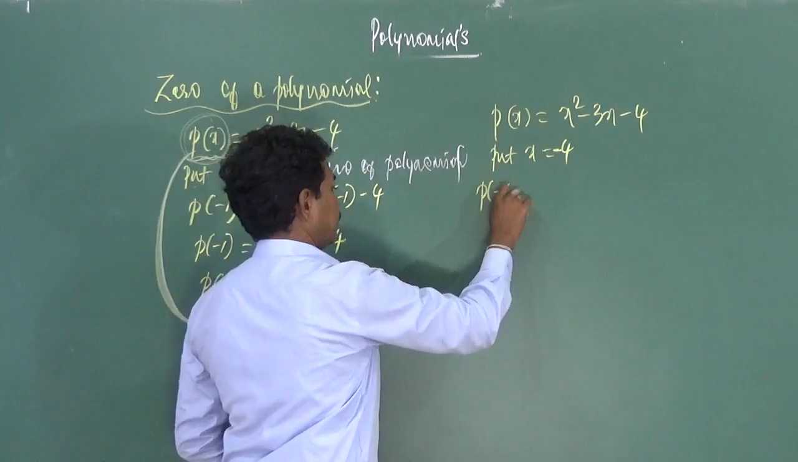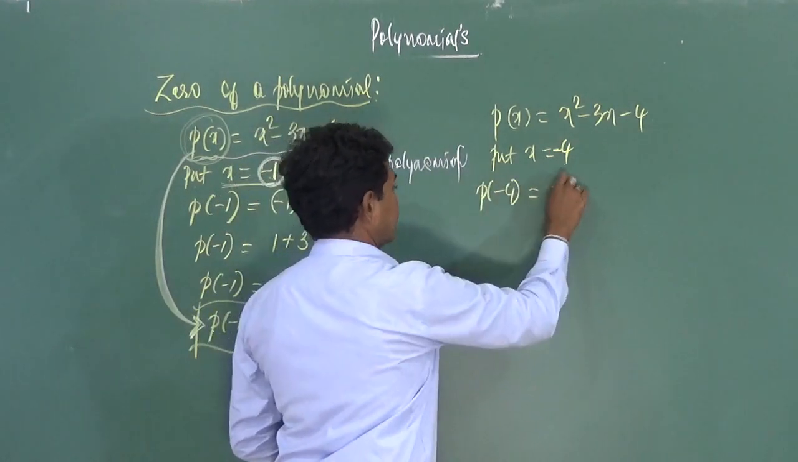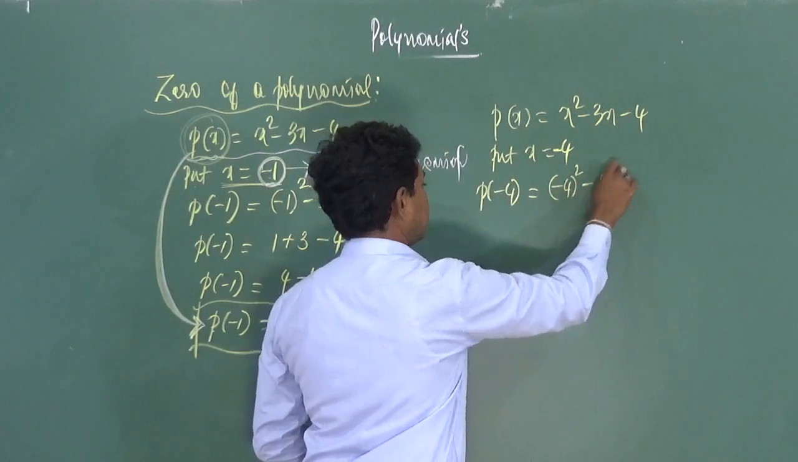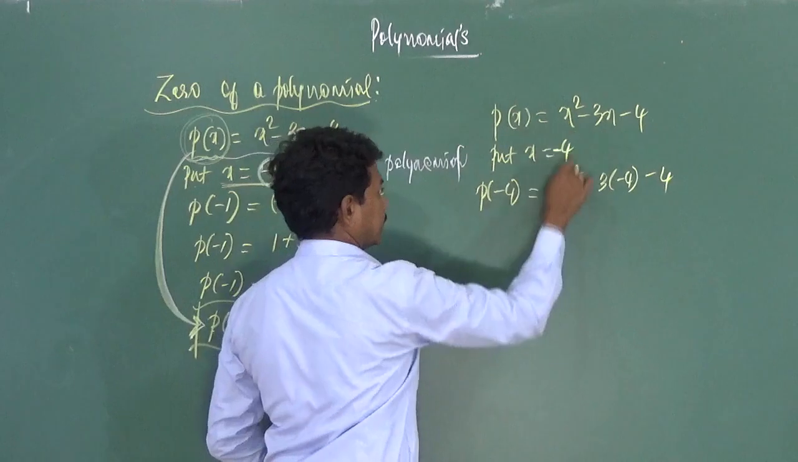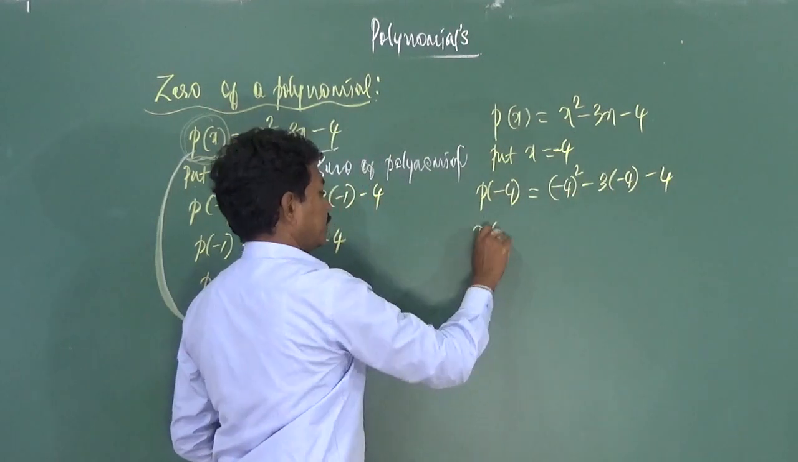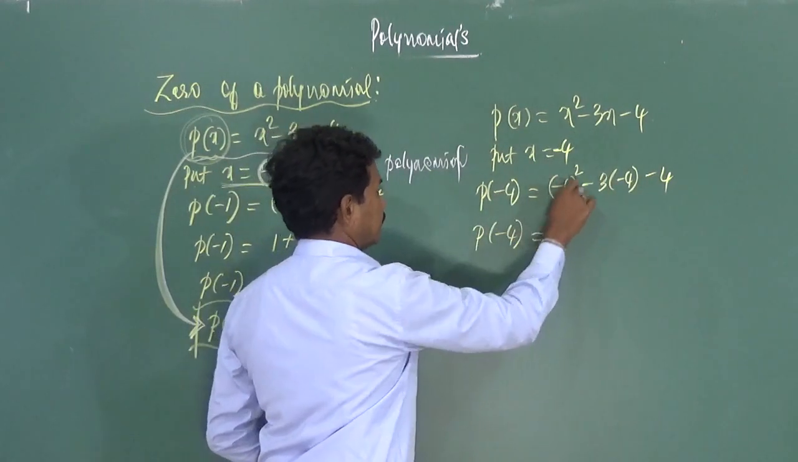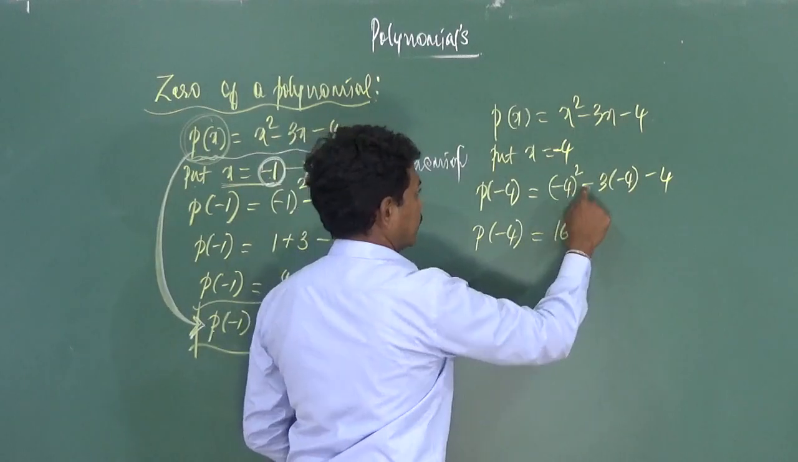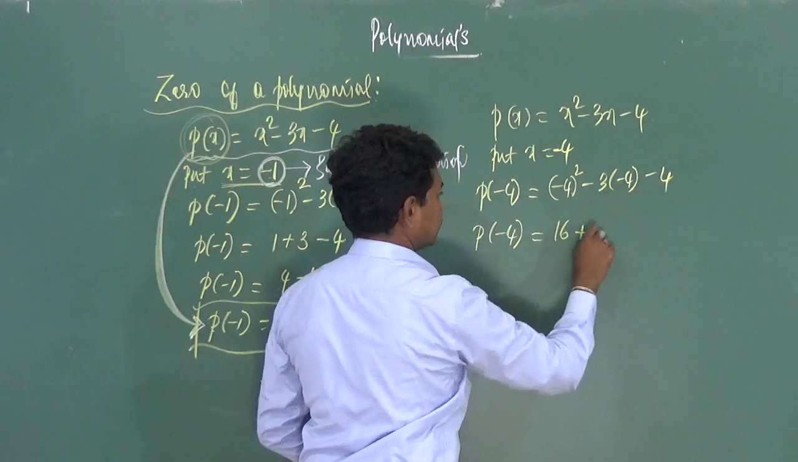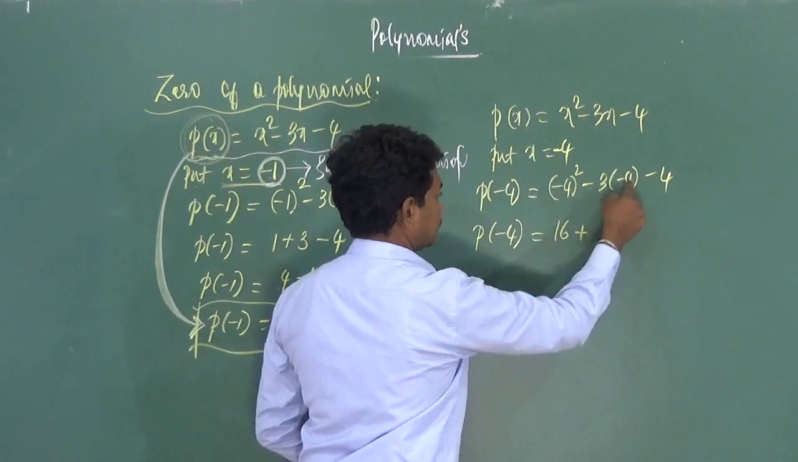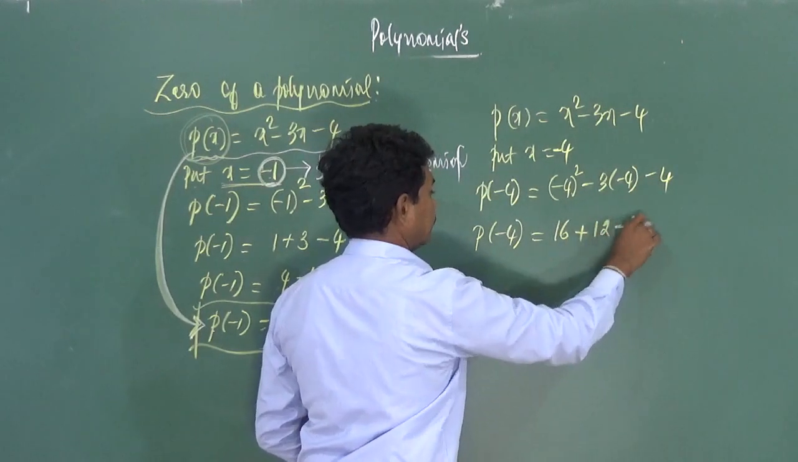So p of minus 4 is equal to minus 4 whole square minus 3 into minus 4 minus 4. So in place of x I have substituted minus 4. So p of minus 4 is equal to minus 4 whole square is 16. Minus into minus is plus. 3 4s are 12. It becomes minus 4.